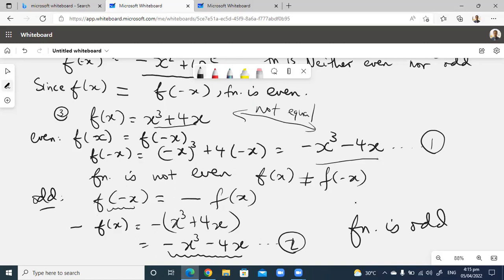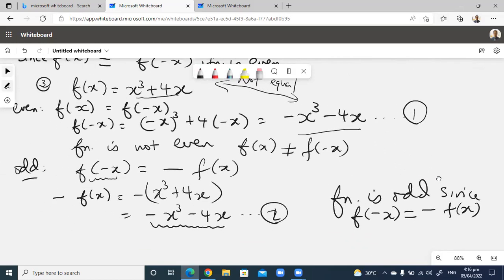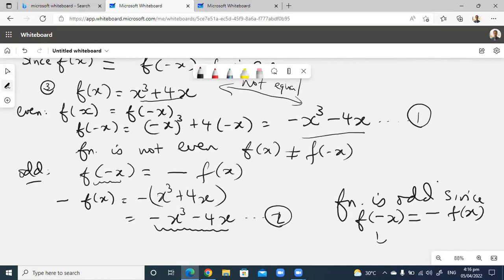Why? Since f of minus x is the same thing as minus times f of x. In other words, 1 and 2 are the same. And when I compare them, 1 is equal to 2. And that's it. That's the end of even and odd functions. Are there any questions?